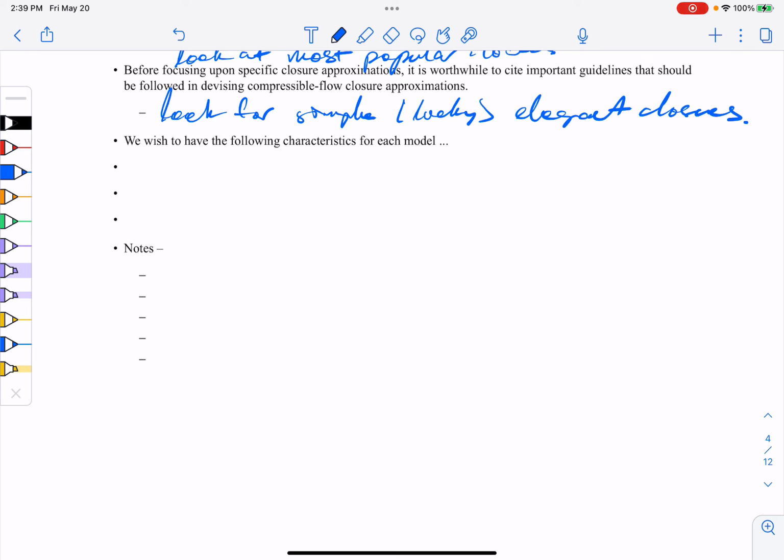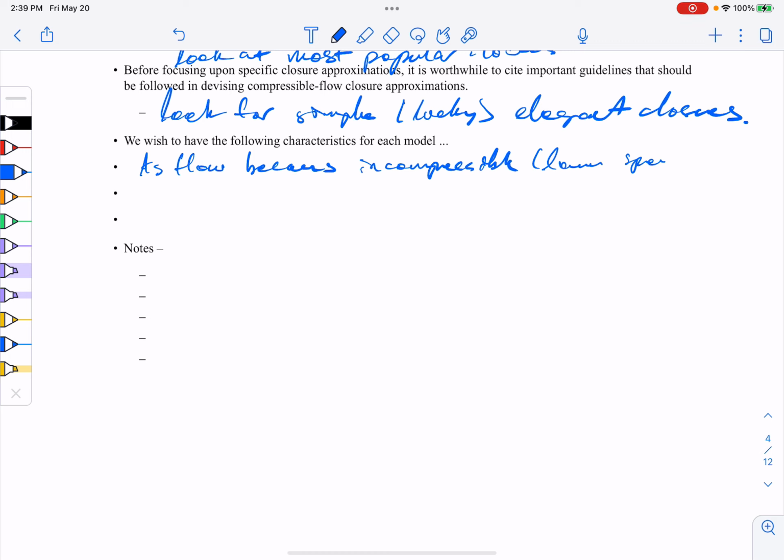One is that they should approach the limiting form of, say, incompressibility for lower Mach numbers. So as flow becomes incompressible, lower speed, that we recover, say, density independent predictions.